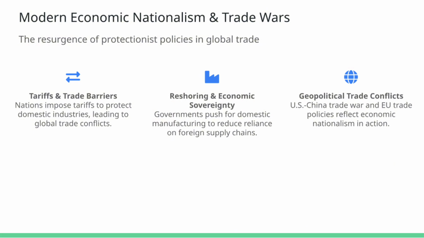One of the most obvious examples is tariffs and trade barriers. Governments impose tariffs to protect domestic industries from foreign competition, but this often leads to global trade conflicts. Think of it like a game of economic tug-of-war, each country trying to pull profits toward itself while pushing competitors away. Then, there's reshoring and economic sovereignty.